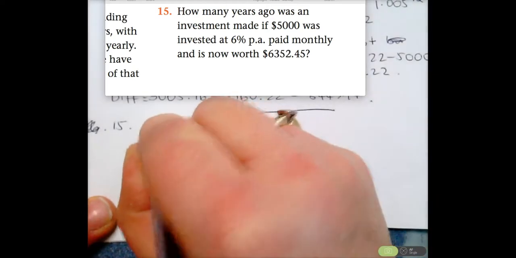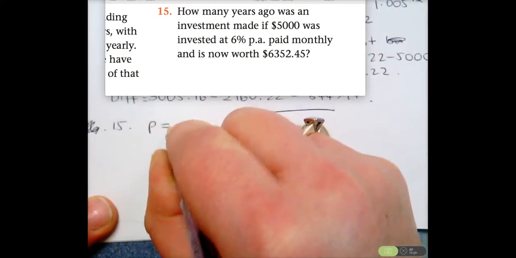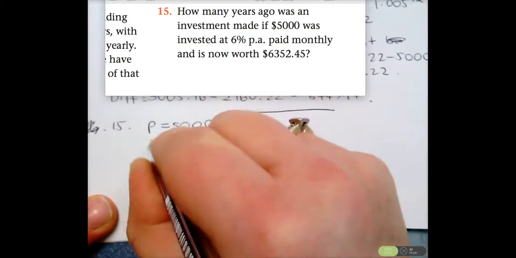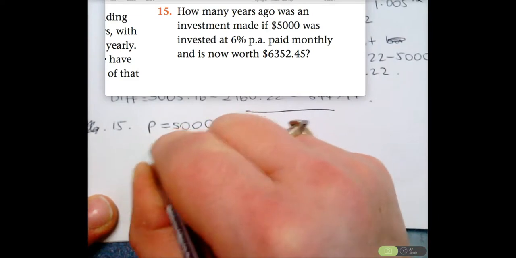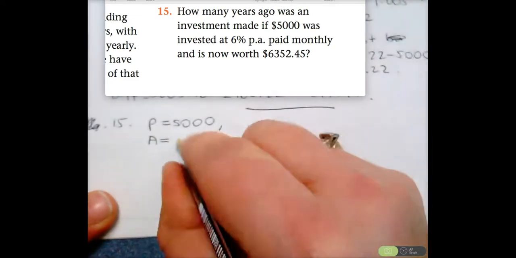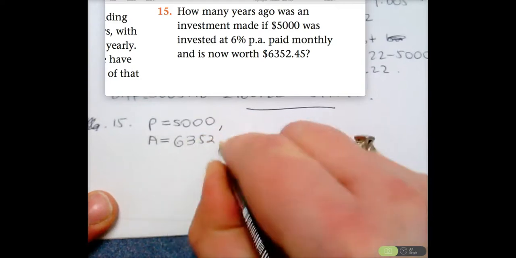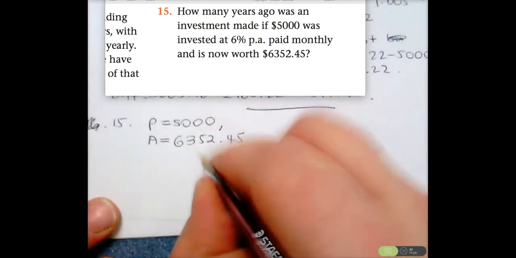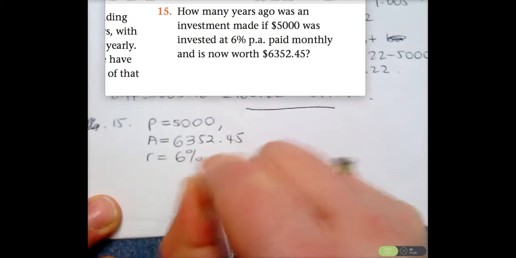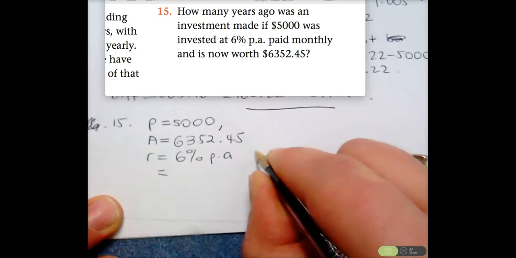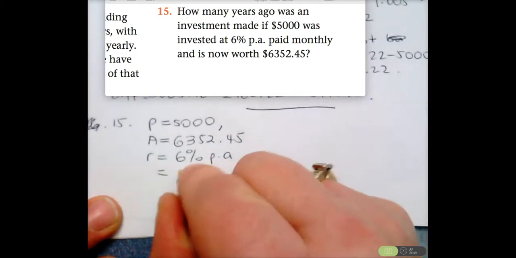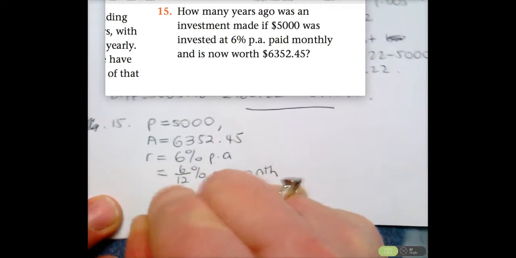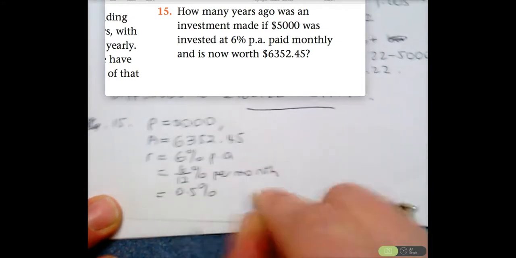$6,352.45? So, the principal is $5,000. It's compounding monthly. The final amount A is, now that's not the interest, that's the final amount, but that's what you put into your formula because it's A equals P, 1 plus R to the N. The interest rate is 6% per annum, but it's compounding monthly, so it's 6 over 12% per month, which is 0.5% per month.